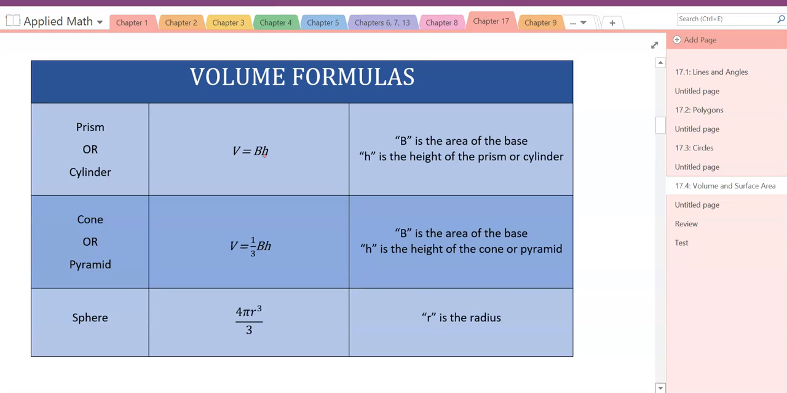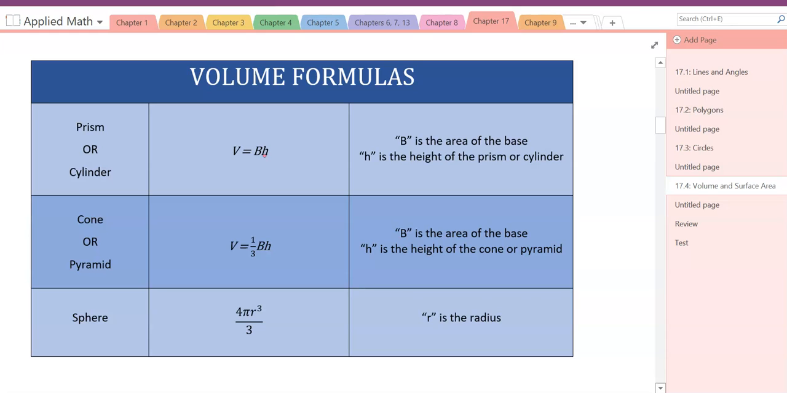So for a prism, you'll have to figure out what the base shape is, whether it's a rectangle, a triangle, or something like that, to find the area of that shape. For a cylinder, the base is a circle, so you'll have to find the area of a circle. And then height. Height is not talking about the height of the base. Height is talking about the height of the shape, the height of the 3D shape. So, what's the space between your bases?